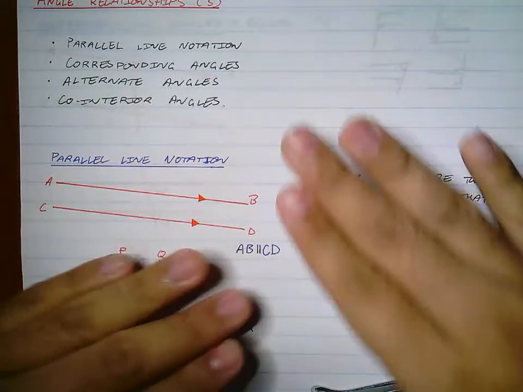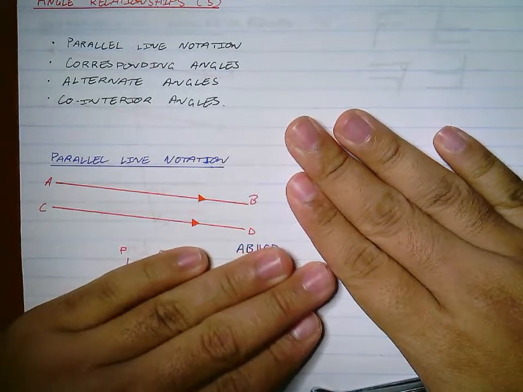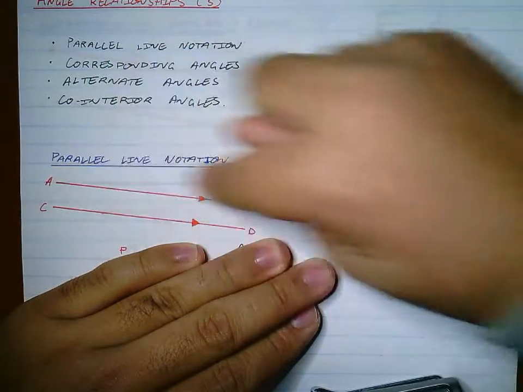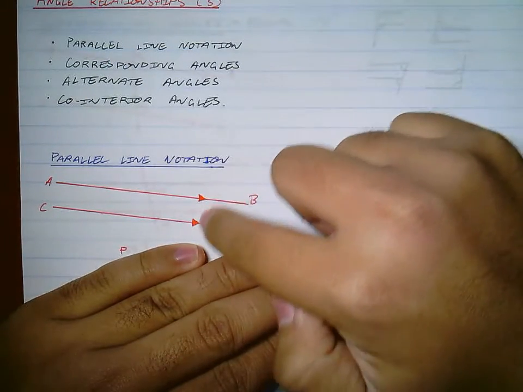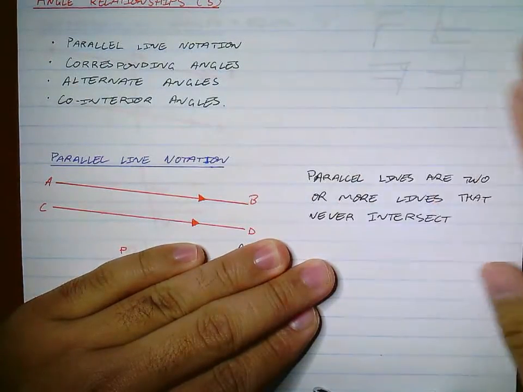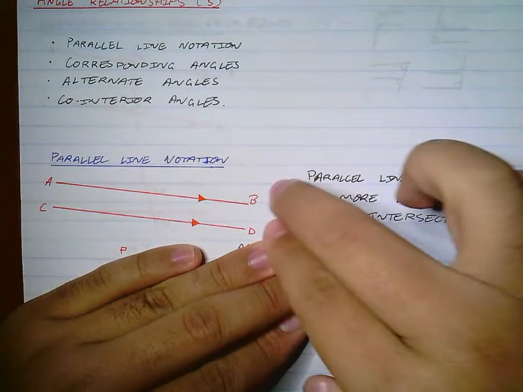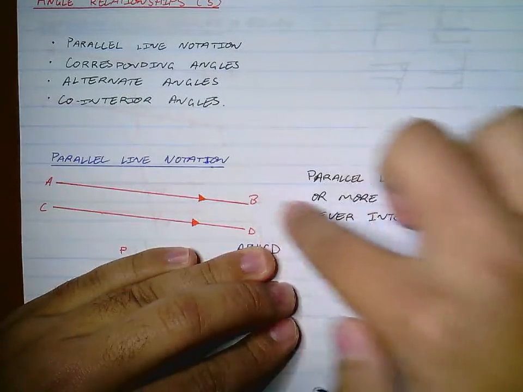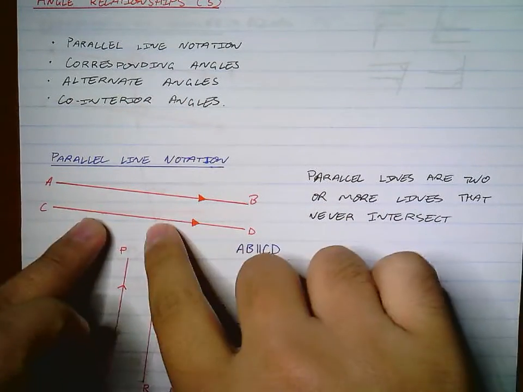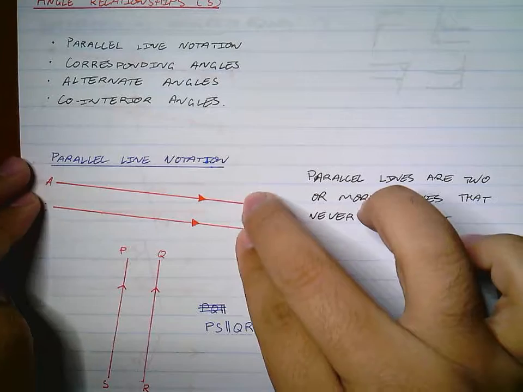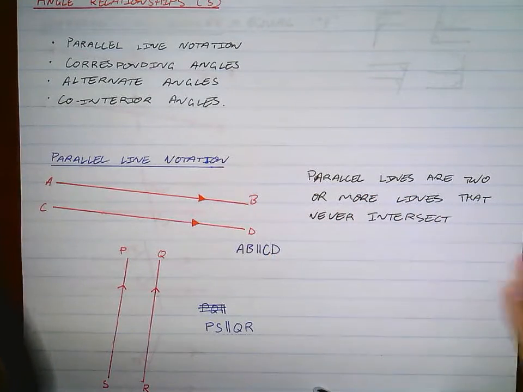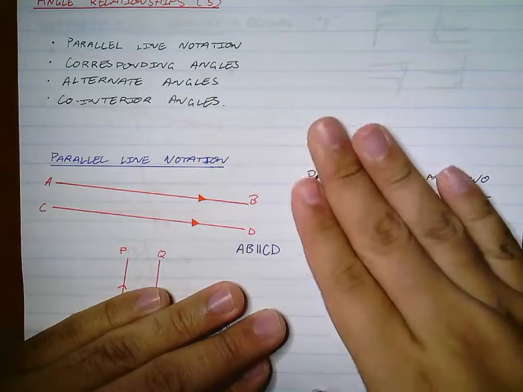Okay, so here we have parallel lines. It's notated as any two lines with two little arrows like that. And parallel lines are two or more lines that never intersect. So if we extend AB in either direction or CD in either direction, if we keep going in a straight line, these lines will never meet.